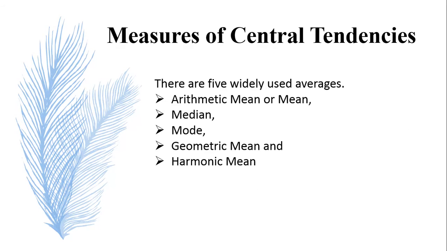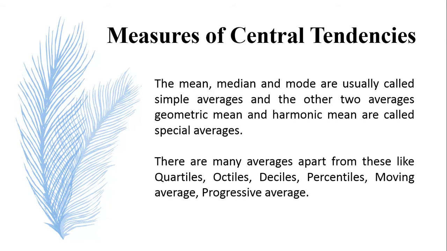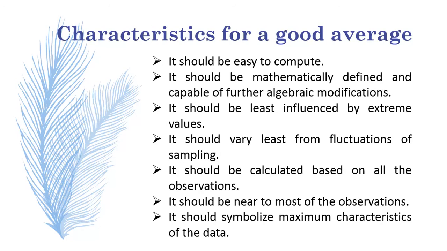There are five widely used averages: arithmetic mean, median, mode, geometric mean, and harmonic mean. The mean, median, and mode are usually called simple averages, and the other two averages, geometric mean and harmonic mean, are called special averages. There are other averages apart from these also, like quartiles, octiles, deciles, percentiles, moving average, and progressive average.